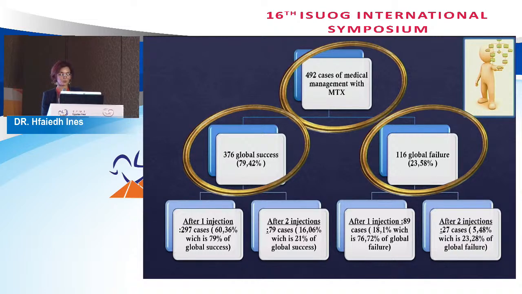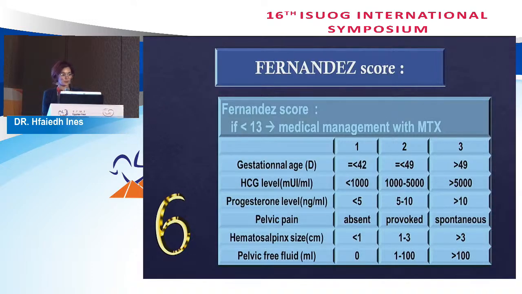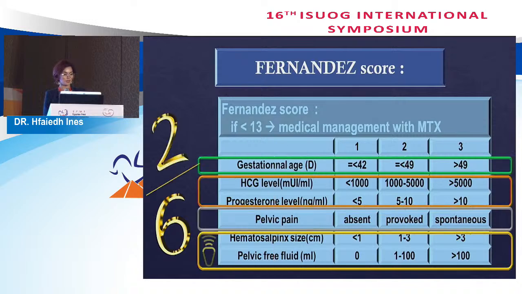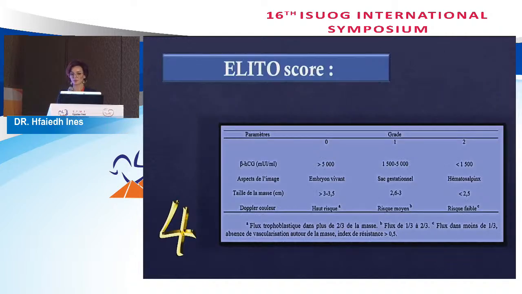And we had two groups to compare after stratified sampling using the criteria of success and failure. Let's see the pre-existing didactic scoring system, the Fernandez score. It's based on 6 items, 2 of them are ultrasound items. If the score is less than 30, medical management with methotrexate is indicated with high success rates.